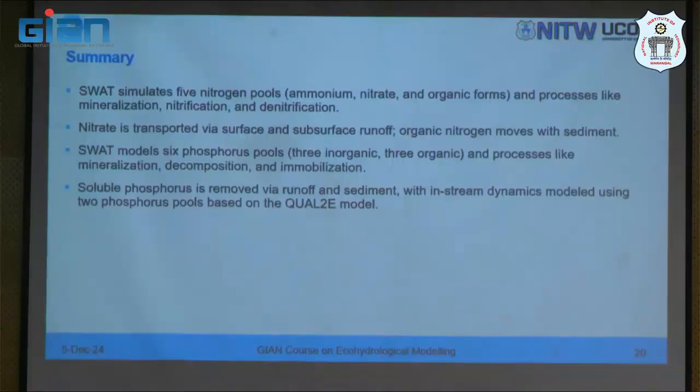It's not only a rainfall runoff model. It integrates this nutrient cycle with the rainfall runoff, because both are integrated. The movement of water affects the movement of nutrients. Okay, so questions.